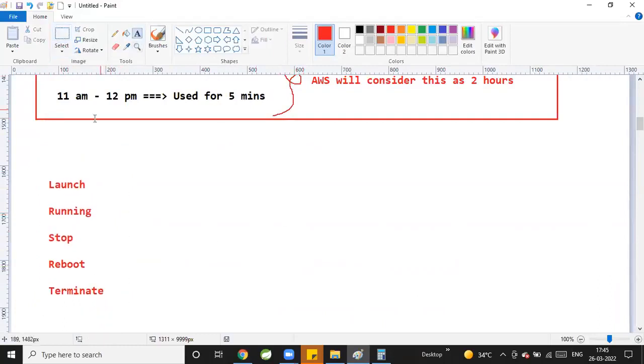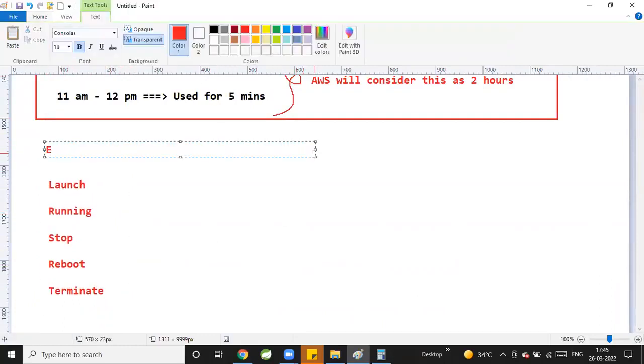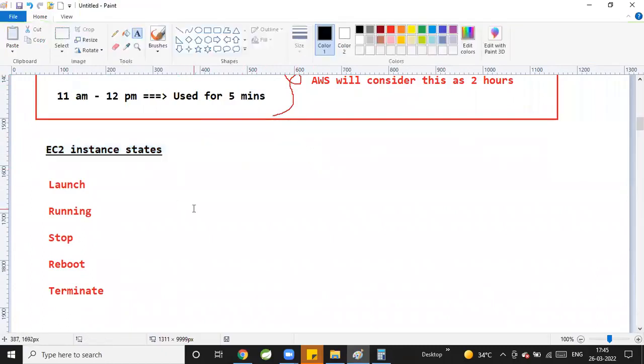EC2 instance states. This kind of question they will ask in the certification, guys. When you go for AWS certification, they will ask you how many states are available for an EC2 instance. They will give you some options, and you have to find out which is the correct EC2 instance state. That kind of questions they will ask in the certification.